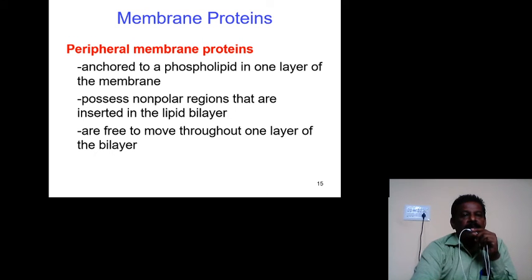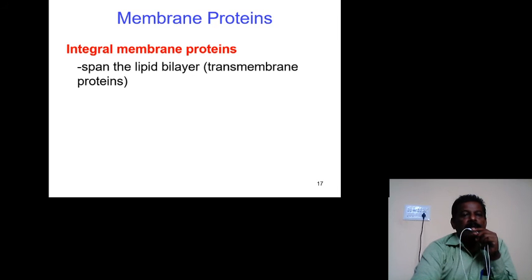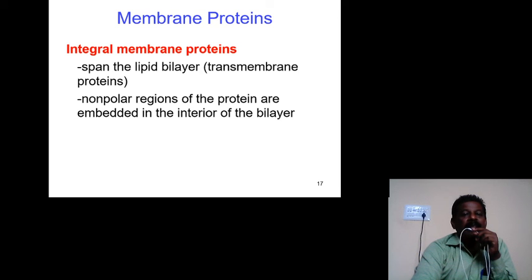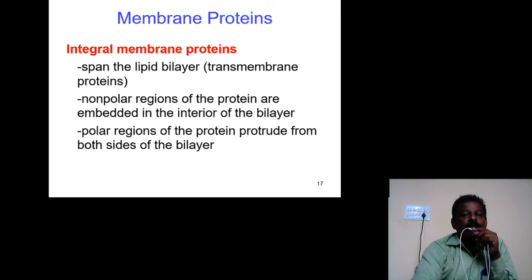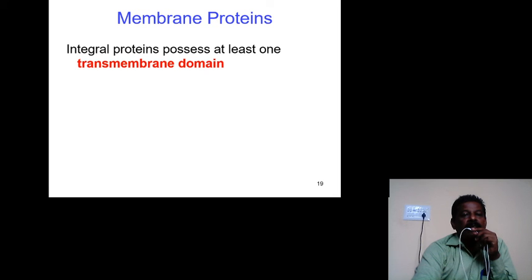These membrane proteins, which are anchored to the phospholipid layer, if the proteins are attached to one layer of the membrane, are called peripheral proteins. These peripheral proteins are free to move throughout the one layer of the bilayer. See here? Whereas integral proteins are proteins that are present spanning across both layers of lipids, and they protrude on both sides of the lipid layer. See here? And such proteins are called transmembrane proteins.